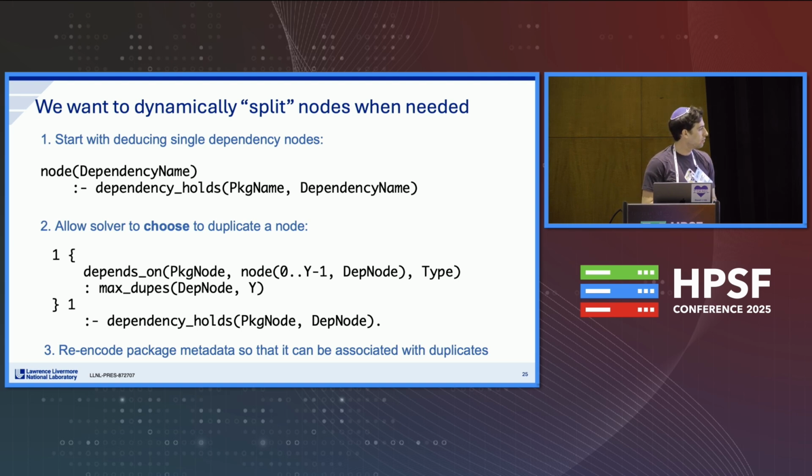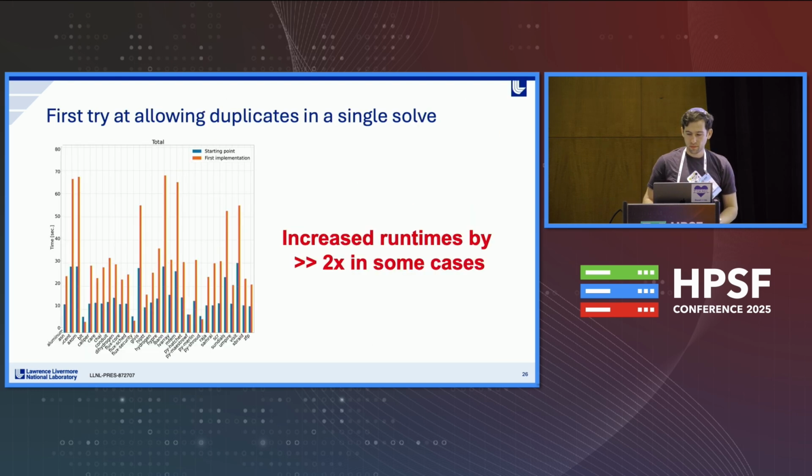And this is the final result of a lot of work to get there. We'll talk about some of that. And then we re-encode everything so that it's associated with those duplicates. Our first attempt at this performed horribly. And I should say this was not our first attempt at this. This was our first attempt at this that worked and that could complete before the heat death of the universe. But it still performed horribly, greater than 2x. And so we started thinking, well, how can we optimize this?